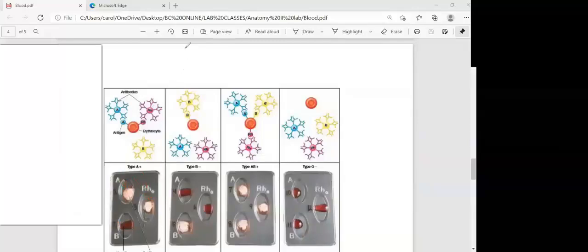So then what happens when somebody puts in their blood type B? The red blood cell will get destroyed. How do you see that? Well, you see that right here, right there. You see how it gets destroyed.